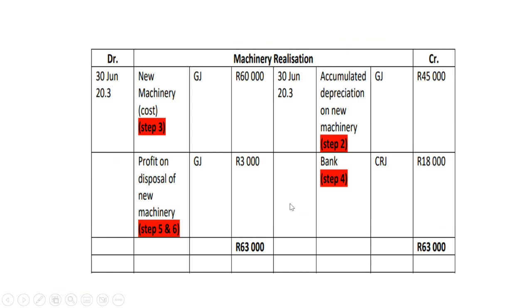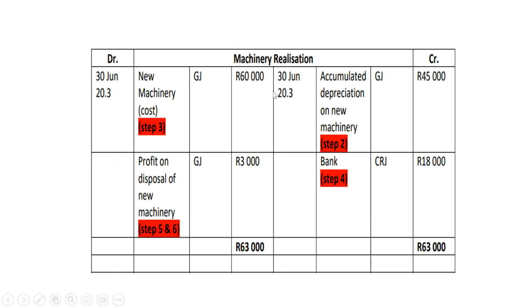Before we do step 5 and 6, you can already see on the debit side we have 60,000 rand only. Just ignore this 3,000 rand because I haven't shown you how to calculate it. Then on the credit side, you have 45,000 rand. You also have 18,000 rand. If you add 45 plus 18,000, you get 63,000, which means the credit side is greater than the debit side.